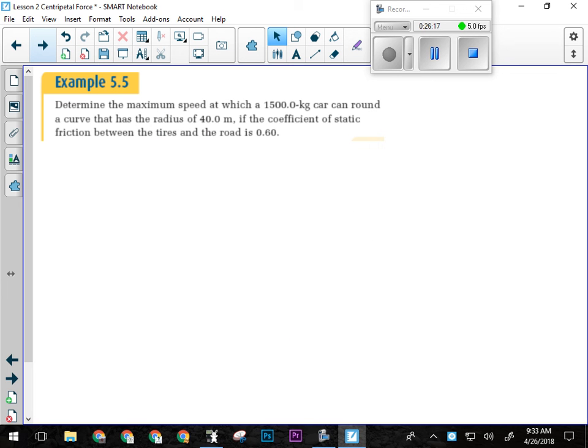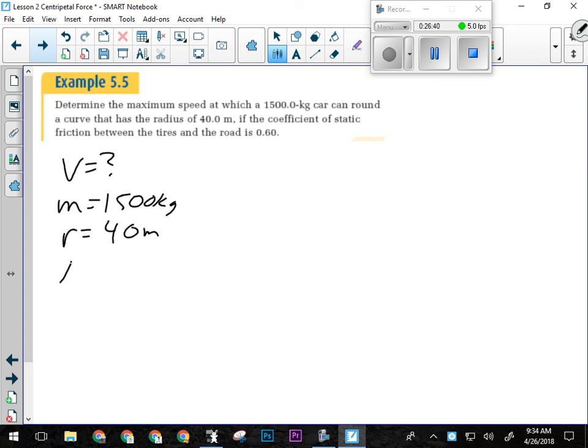So this is like what we talked about yesterday with an unbanked curve. What holds you in an unbanked curve is the force of friction. So when we're reading through this problem here, we're trying to find the maximum speed, so we're looking for v, at which a 1,500 kilogram car can round a curve with a radius of 40 meters with a coefficient of static friction of 0.6. That's the information we have.